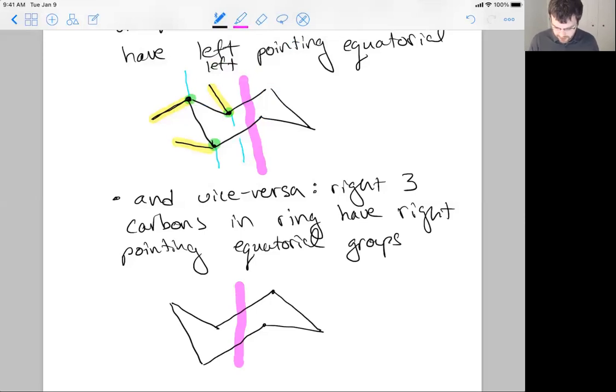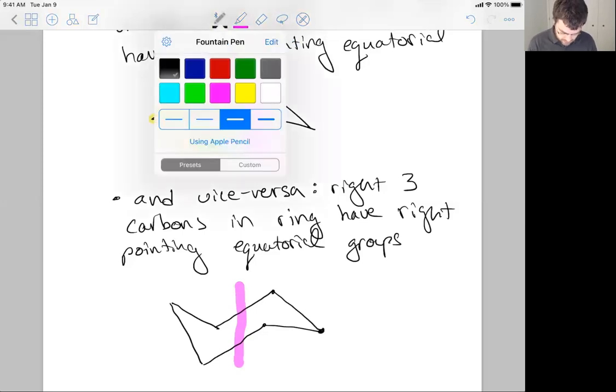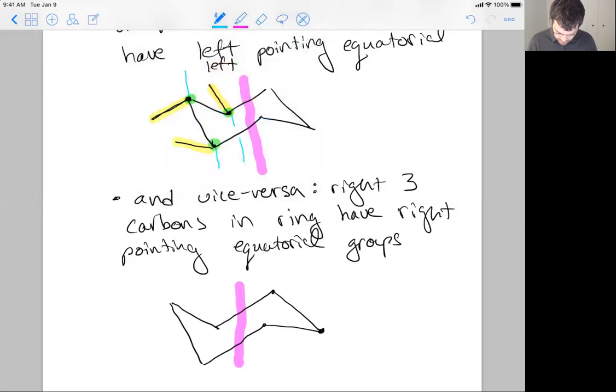So I have my 3 carbons that are on the right side of the chair structure. I'm going to go ahead and draw the axial positions, which are pointing straight up for 2 and then down for 1. Again, the opposite of the axial groups on the other side. Then I can add the equatorial positions. If this one all the way to the right has a downward facing axial group, but it's on the right side of the chair structure, then the equatorial group is going to be pointing up and to the right.